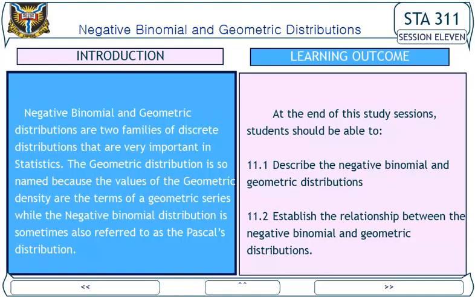Learning outcomes for study section 11. At the end of these study sessions, students should be able to describe the negative binomial and geometric distributions, and establish the relationship between the negative binomial and geometric distributions.